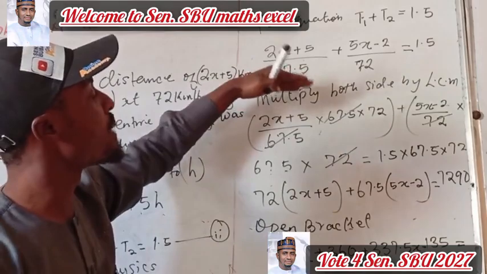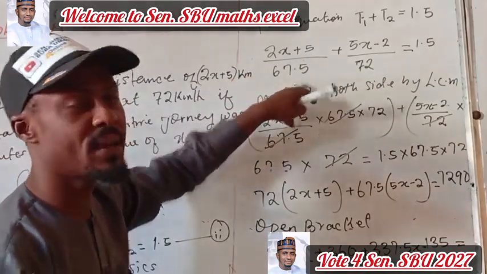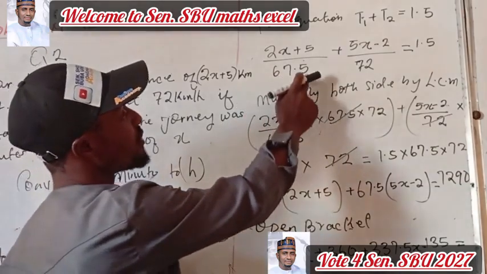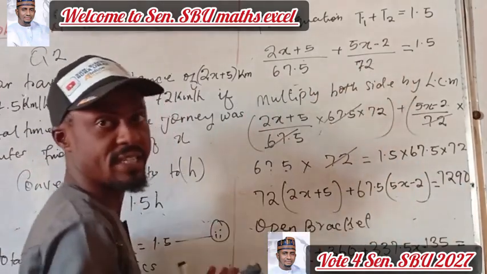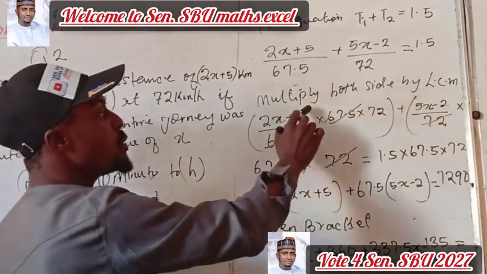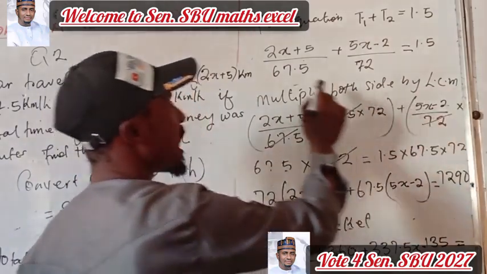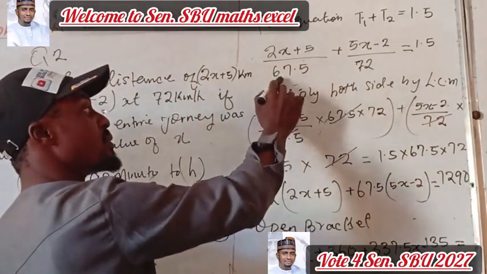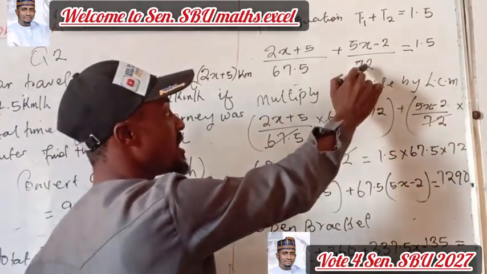And we can solve it by multiplying all through by the LCM. Our LCM is 67.5 times 72. We can take the LCM, but preferably we multiply both sides by the LCM. And don't forget, our LCM is 67.5 times 72.